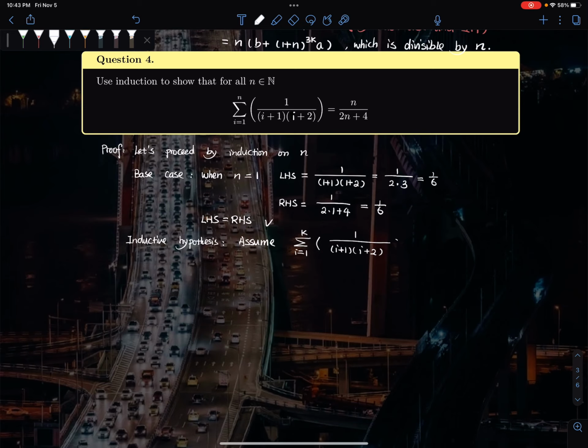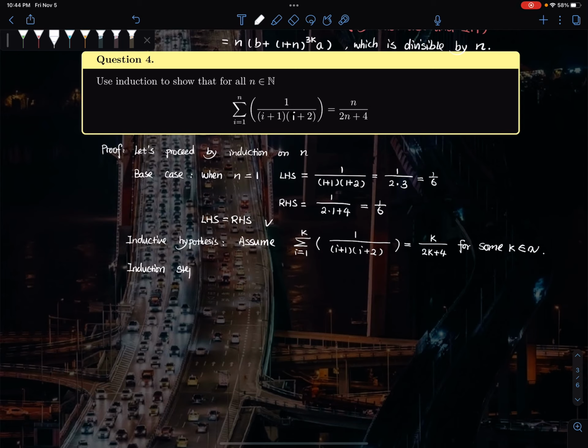Again, I'm actually not sure if this is correct because I had a typo. So we'll see. Okay, for some K in the natural numbers. And now, this is your inductive hypothesis. Now let's do the induction step. What is your induction step?